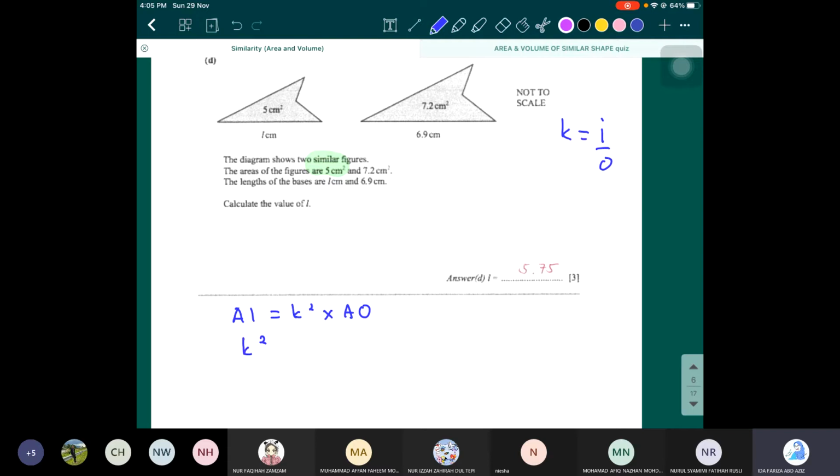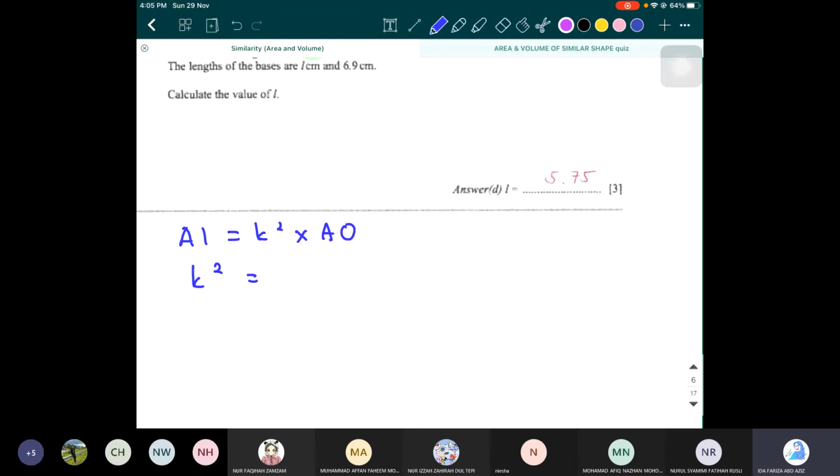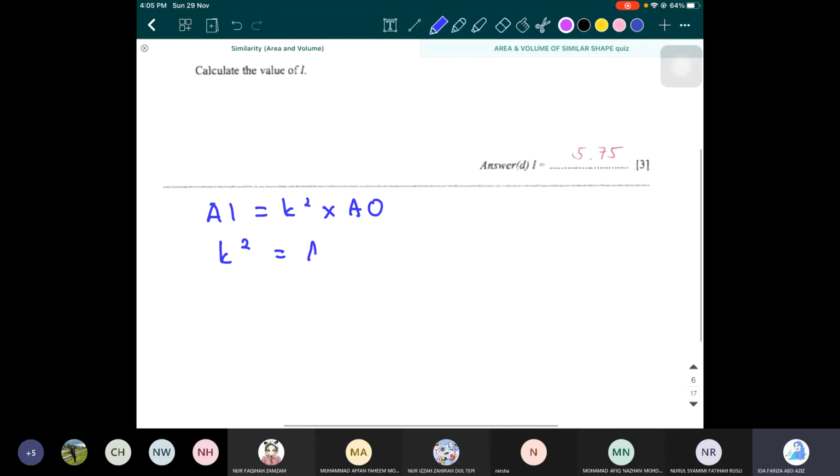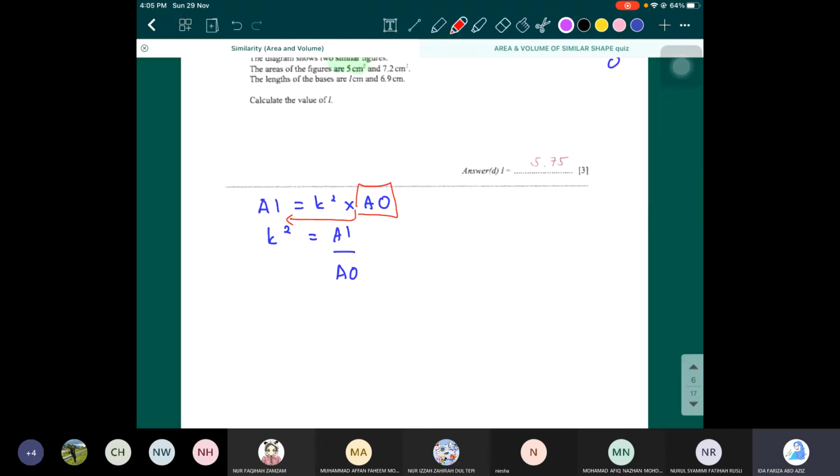So, K square, tengok betul-betul I tulis macam ni. If I would leave K alone, kita belajar algebraic skill, dia akan jadi AI over AO. I will bring AO to the other side, sebab nak tinggalkan K square alone. So now, K square is AI over AO.